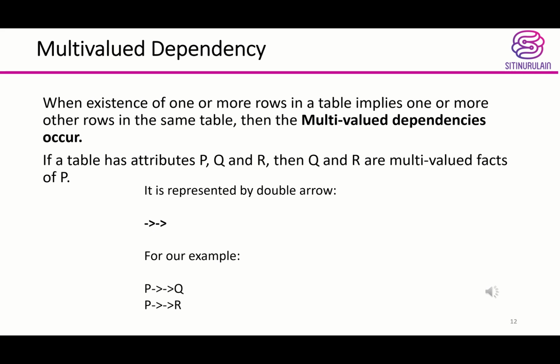When the existence of one or more rows in a table implies one or more other rows in the same table, then multivalued dependencies occur. If a table has attributes P, Q, and R, then Q and R are multivalued facts of P. It is represented by a double arrow as shown in the slide.